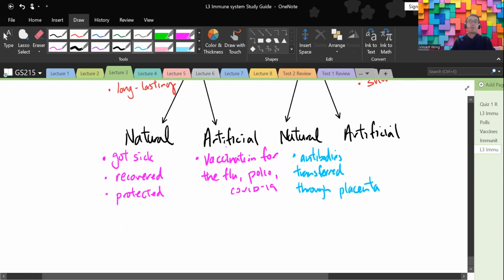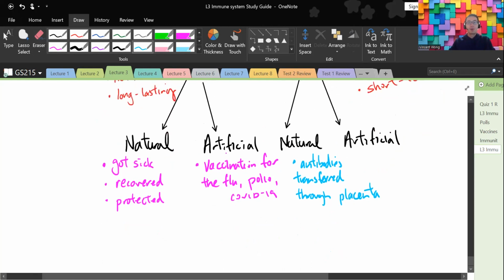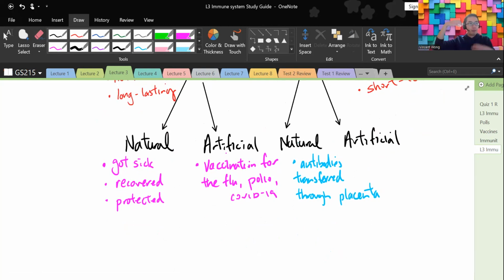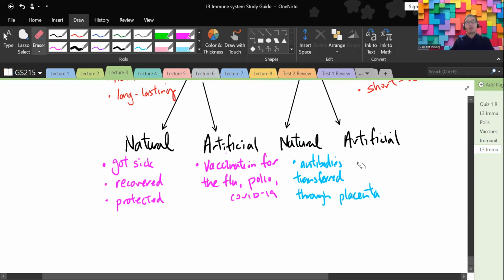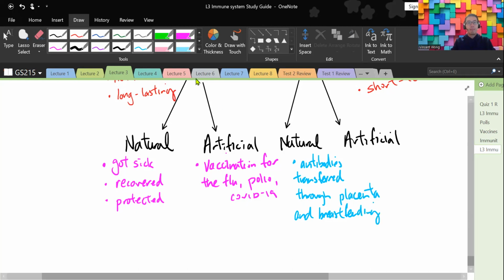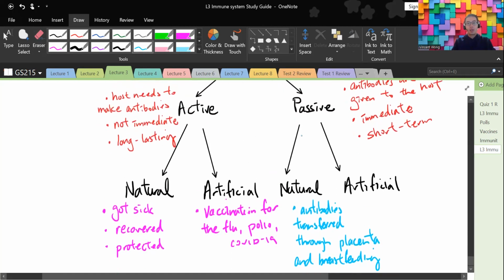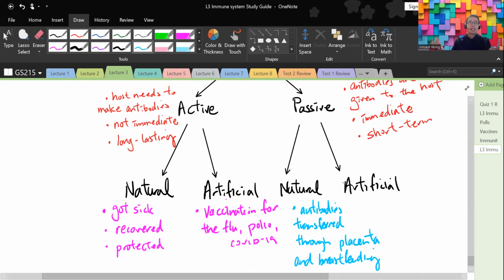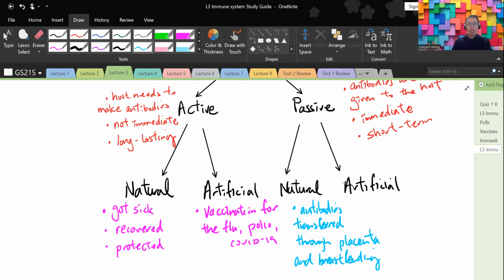But in this case, we're talking about protective antibodies, right? So if the mother has protection for the flu, right, or for the COVID-19, then her immunity can pass on to the baby through the placenta, right? And breastfeeding. But remember, these are passive immunity. So, as soon as the baby comes out, those antibodies that the baby got through the placenta will slowly break down, and eventually it will have no protection, right?